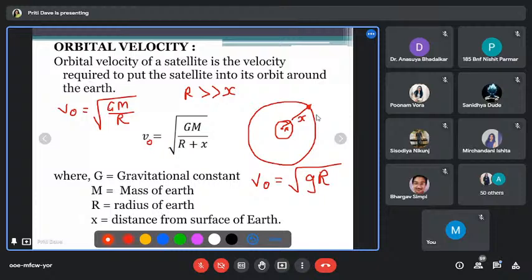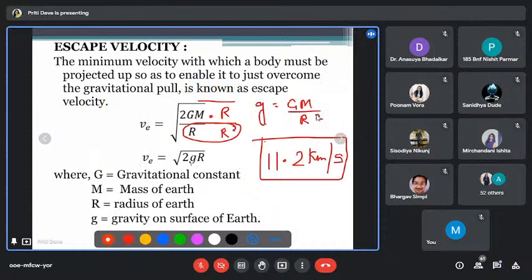So, if I multiply by r and if I divide by r, then this will be GM by r square, and that will be equal to g. So, orbital velocity can also be given as root gr. Very frequently asked question, ratio of orbital to escape velocity, or ratio of escape velocity to orbital velocity. So I hope you remember that in the previous slide we saw that escape velocity is root 2 gr and orbital velocity is root gr.